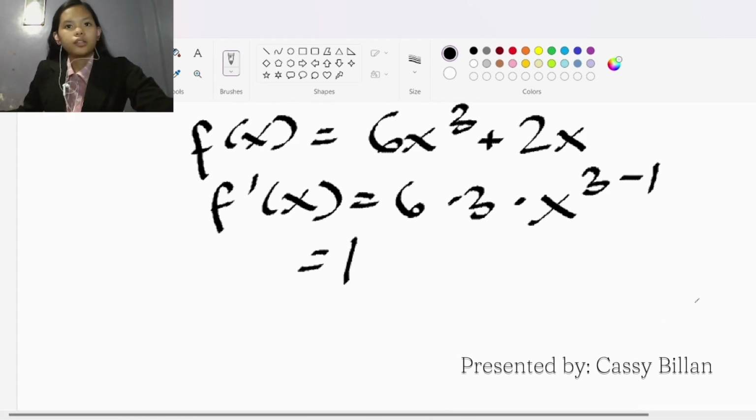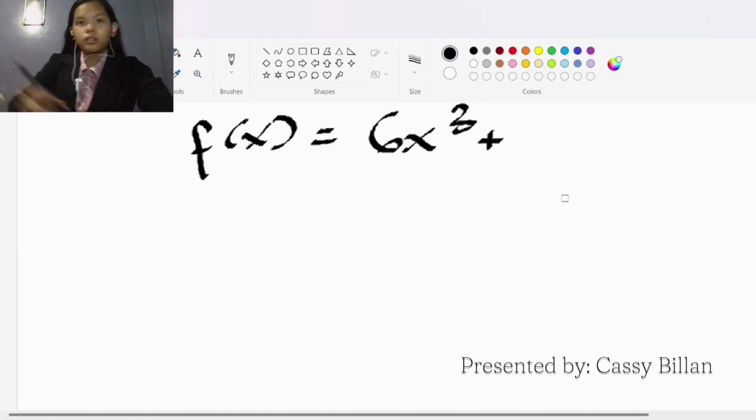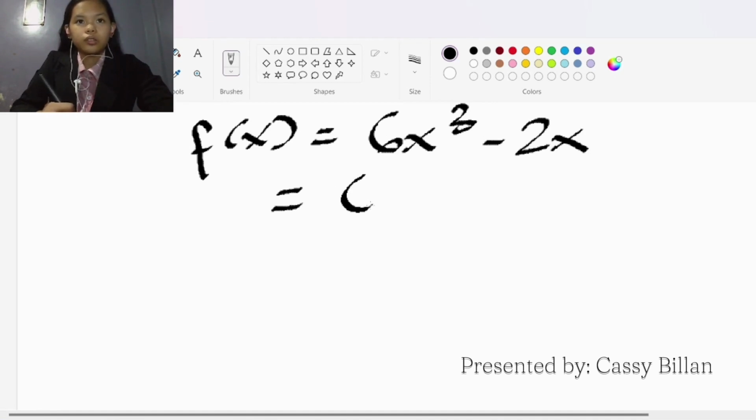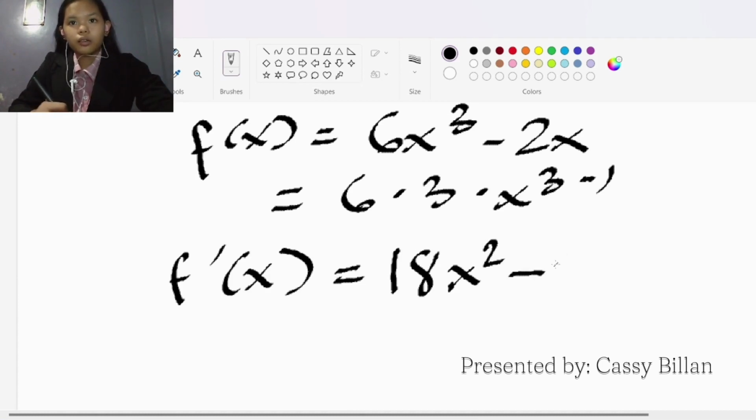Now, for the difference rule, since it is the same as the sum rule, we will use minus 2. It is the same way. So, 6 times 3 times variable x to 2 minus 1. So, the derivative of f is equal to 18x squared minus 2. That's it.